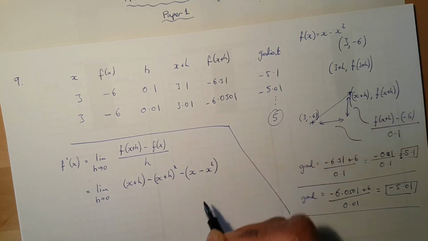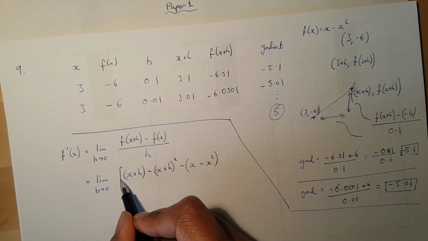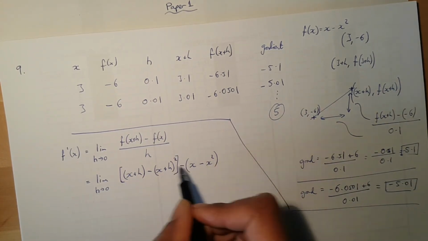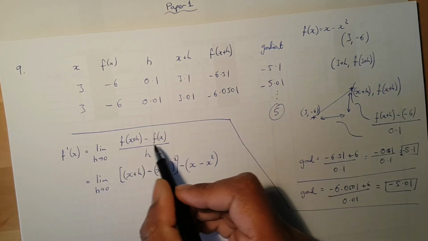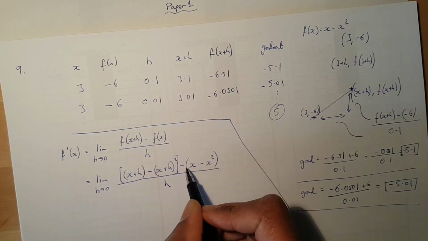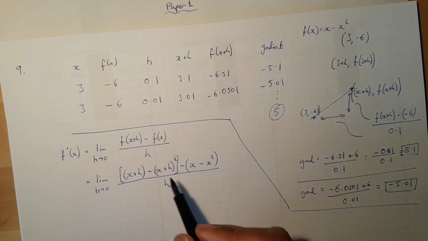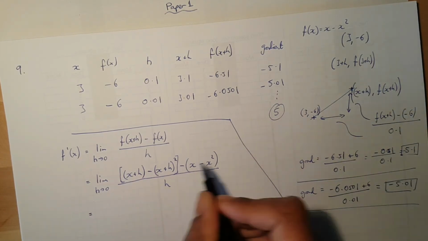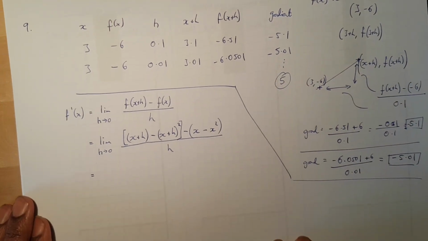But let's be really careful with the brackets here. Let's be very clear what represents what. All of this bit together represents f of x plus h. And this bit over here, x minus x squared, represents f of x. The reason I'm being quite strict about that is that that negative and that negative together are going to make a positive in a minute, because I'm subtracting a negative value. If I wasn't strict about the brackets and what sits where, that would all go wrong.